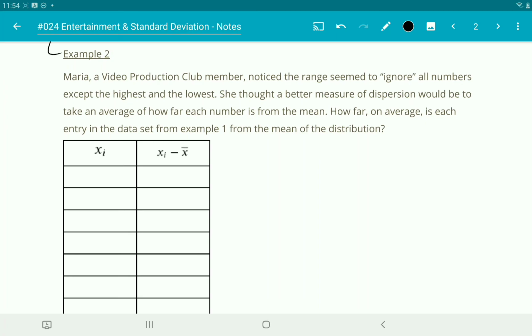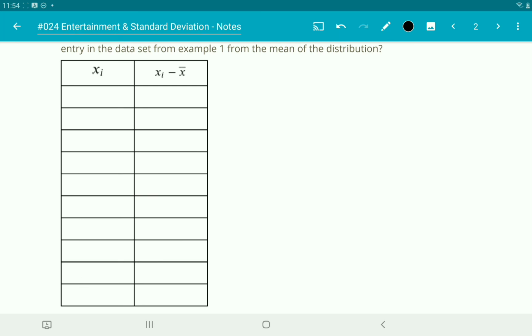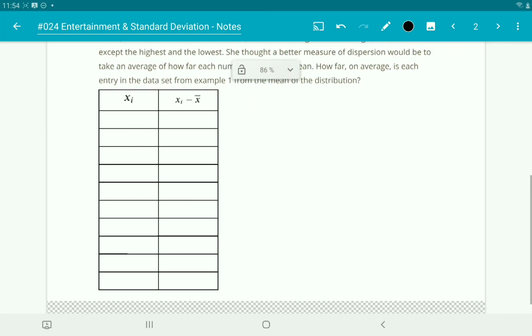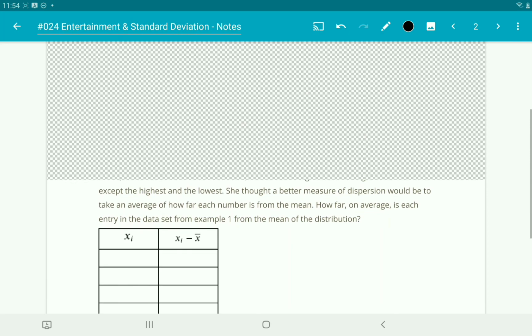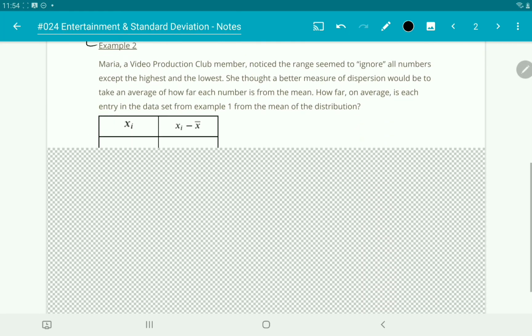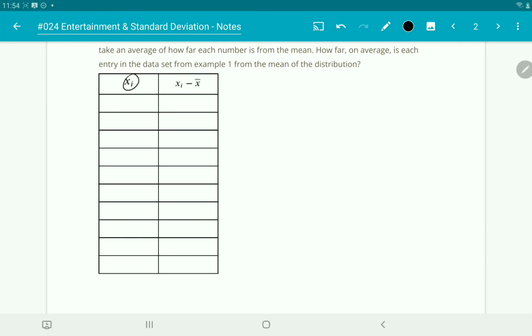How far on average is each entry in the data set from example 1 from the mean of the distribution? So we'll fill in this data set. If we take the numbers from up here, I've got them written down over here, we can write them in as each xi, so that's just each data point. Anytime you have xi, it's just the first value, the second value, the numbers it gives you. So 32, 18, 15, 27, 24, 22, 9, 41, 16, and 26. Okay, so we know what xi is.